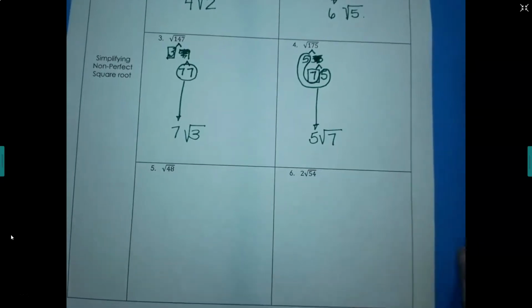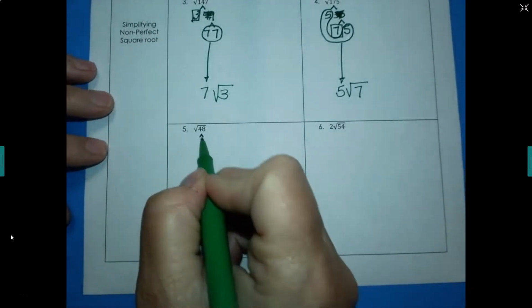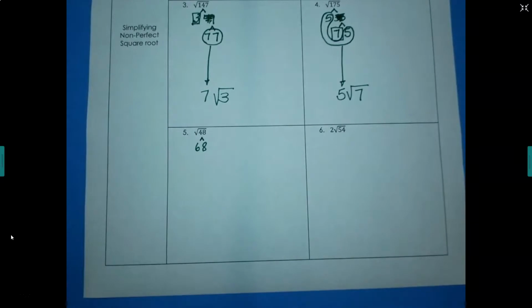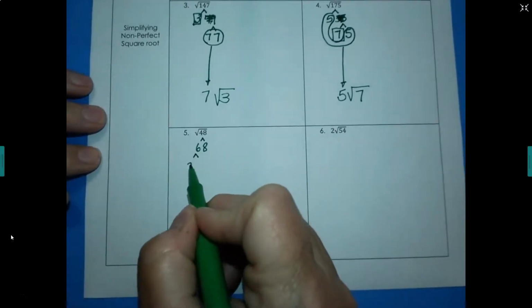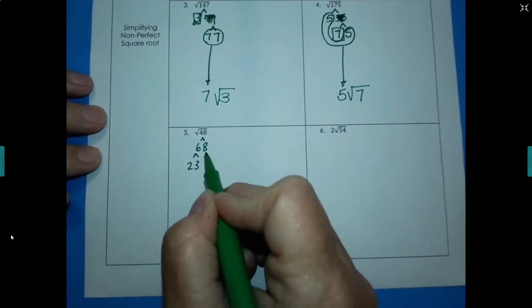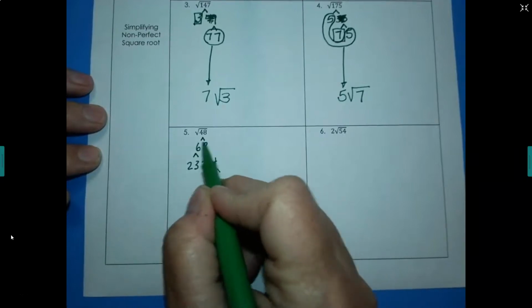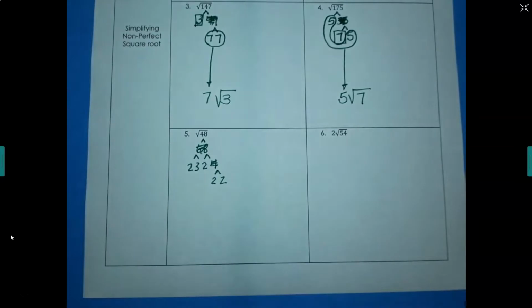Okay. 2 more. Square root of 48. Off the top of my head, this was always a hard number for me growing up. 6 times 8 is 48. That's how I always remember it, so that's the pair I'm going to use. Neither one of those is prime. They'll break down again. 6 is 2 times 3. And 8 is 2 times 4. And 4 will break down one more time to 2 times 2.